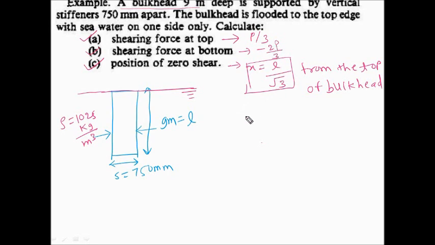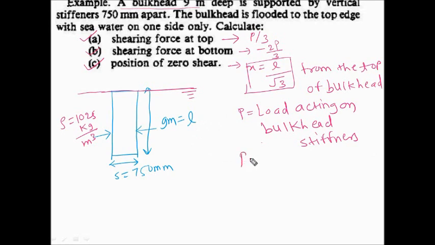Now what is the P here? P is the load acting on the bulkhead stiffeners. What is the formula for P? P is equal to rho g A h. Now what is A? A is equal to L into S.